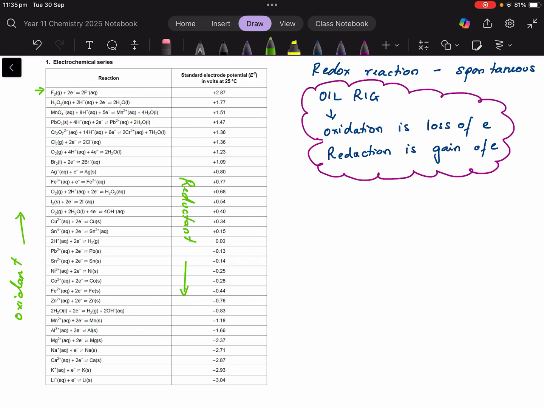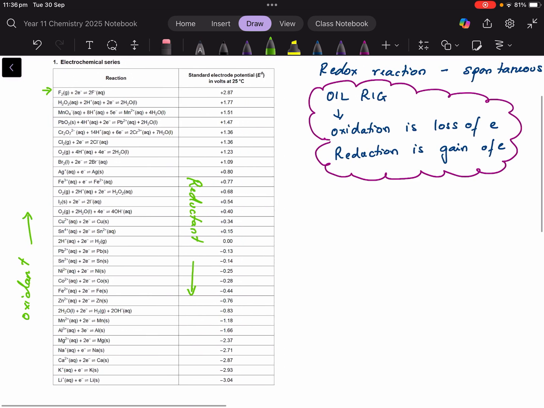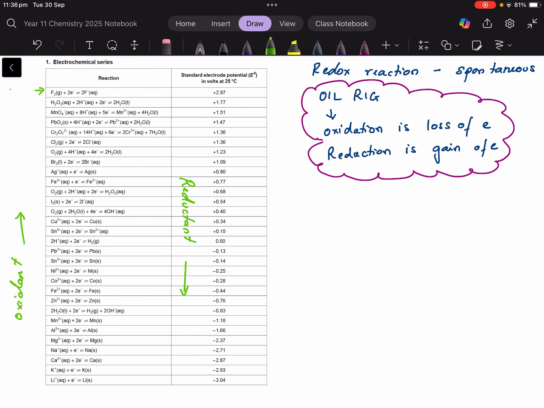So your strongest oxidant is here on the left hand side on the top, and your strongest reductant is right at the bottom here.